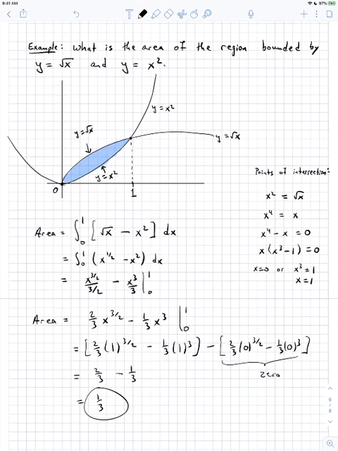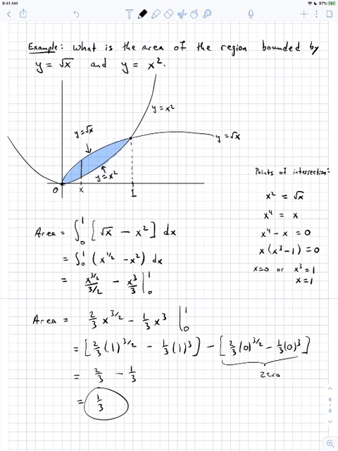So far in these examples, we've been using vertical cross-sections. That is, in our example here, we pick an x. So here's an x. And then we determine the length of the line going from the bottom curve to the upper curve. And that's exactly what this is right here. It's the distance between the upper curve and the lower curve at a specific value of x. So it gives us the length of this vertical cross-section.